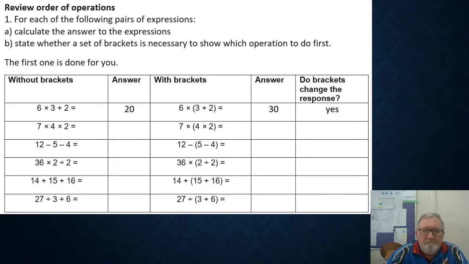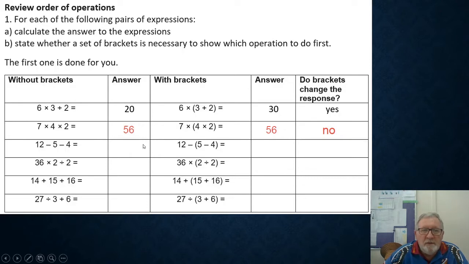All right, let's have a look. 7 times 4 times 2. 7 fours are 28, times 2 is 56. Working left to right because it's multiplication repeated. In this one, 4 times 2 is 8, 7 times 8 is 56. Did it change it? No, it did not. Now, early on in the week, we learned that repeated multiplication can be done in any order and not affect the outcome, just like with addition. However, we did learn that that changes with subtraction.